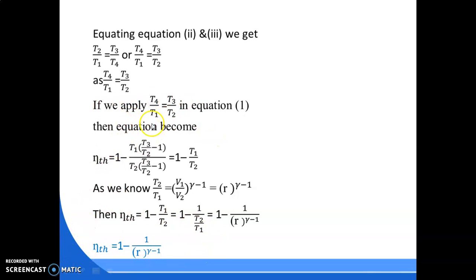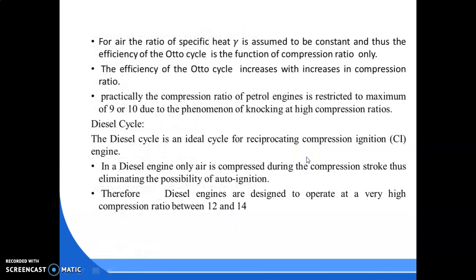So from the temperature, we are considering two processes, 1 to 2 and 3 to 4. We get the temperature and we equate the temperature, and then we derive that efficiency is 1 minus 1 by R to the power gamma minus 1. R is the compression ratio. What is gamma? Ratio of specific heat, Cp by Cv is equal to gamma. Clear? So that is the derivation of your Otto cycle efficiency.